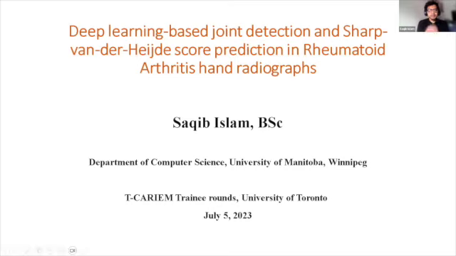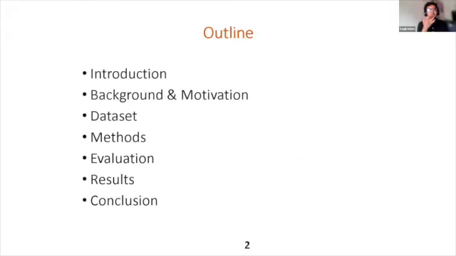So the topic I'll be presenting today is deep learning-based joint detection and Sharp van der Heijde score prediction in RA, or rheumatoid arthritis, hand radiographs. This is a part of my master's project. A brief outline of the presentation: starting with the introduction, then moving on to the background and motivation behind the project. Then I'll discuss the datasets that we used in the project and also the methods that we applied and tried. And lastly, ending with the evaluation of the trained models, the results, and conclusion.